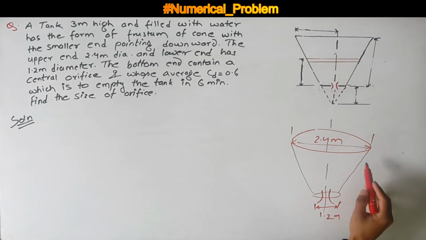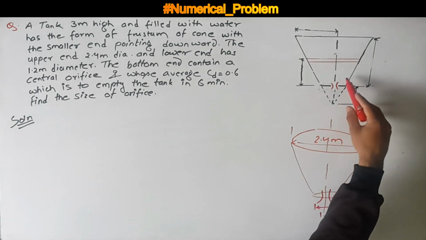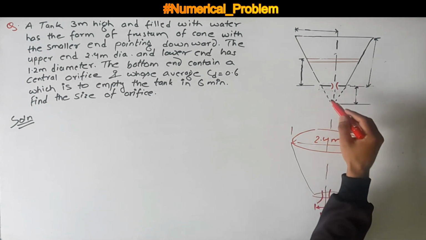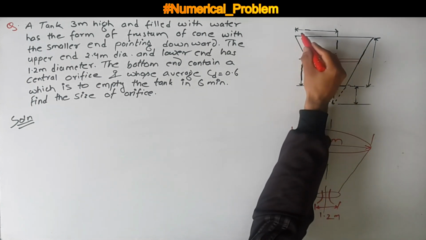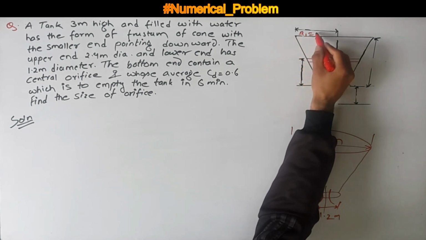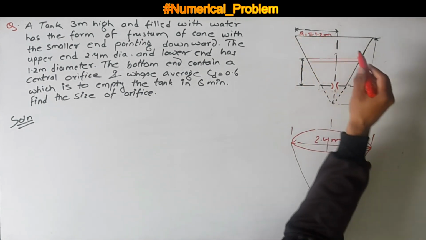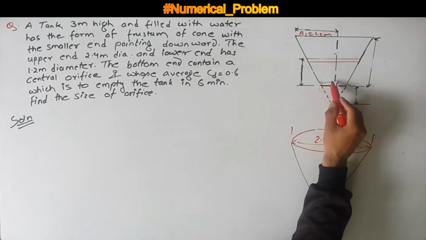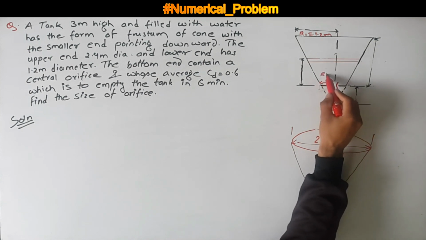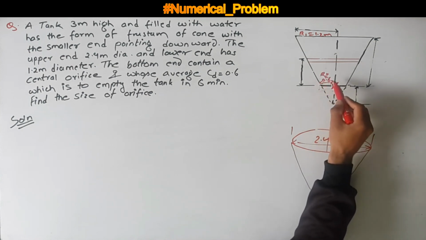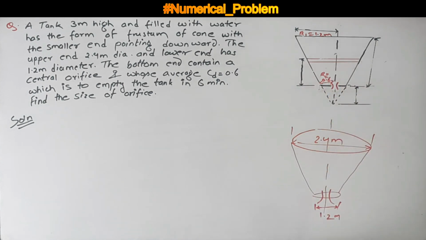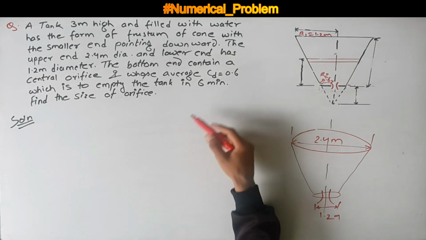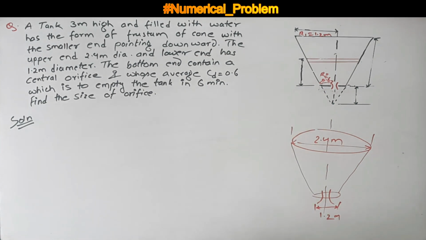This is the 3D view and we can see the 2D view in the upper figure. If the diameter is 2.4 meter, your radius is 1.2 meter. This is R1, R1 is equal to 1.2 meter. And this is 1.2 meter diameter, so your radius, this is R0, equal to 0.6 meter. And we have the other given, coefficient of discharge is given, and time to empty your tank is given, this is 6 minutes. So first of all we write what is given in the question.